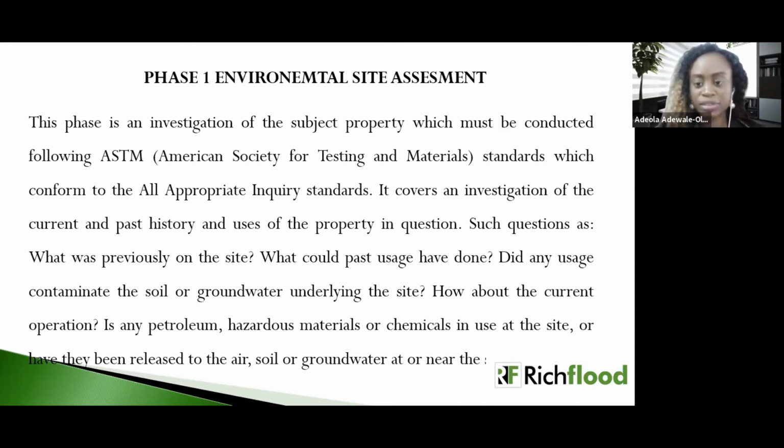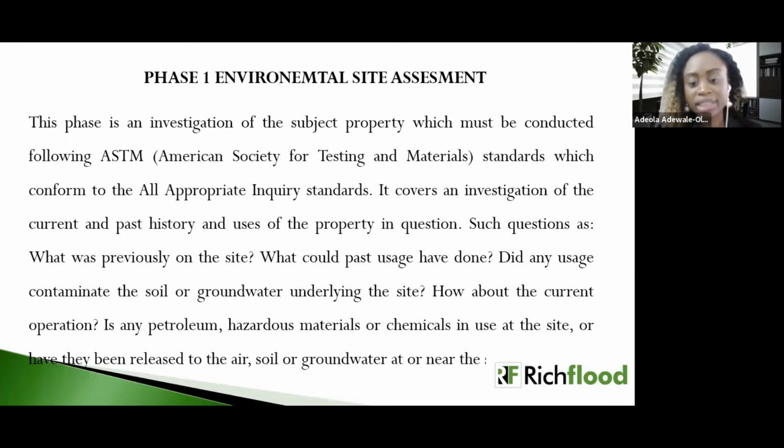So that is why in phase one of environmental site assessment, we have something we call the historical assessment that we conduct, because this will help to get the past occurrences and also check if any of them have been addressed before the introduction of a new thing into the property. This phase of the investigation is conducted following the American Society for Testing and Materials standards, which conform to all appropriate inquiry standards.